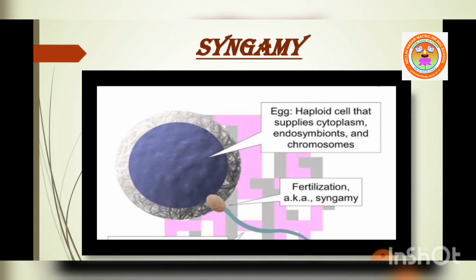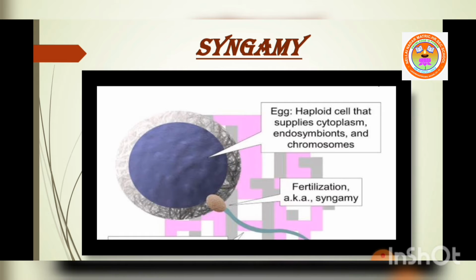So what is variation? Some differences can be seen in the individual. So variations play a prominent role in evolution. Sexual reproduction leads to genetic variation. The types of sexual reproduction seen in animals are syngamy, that is fertilization, and conjugation.